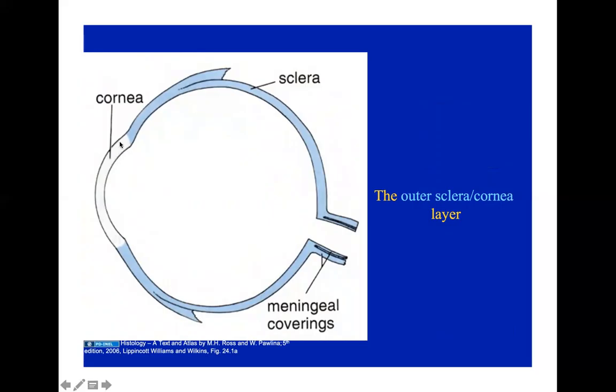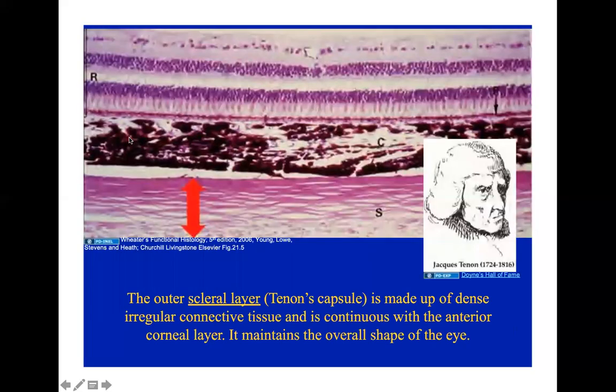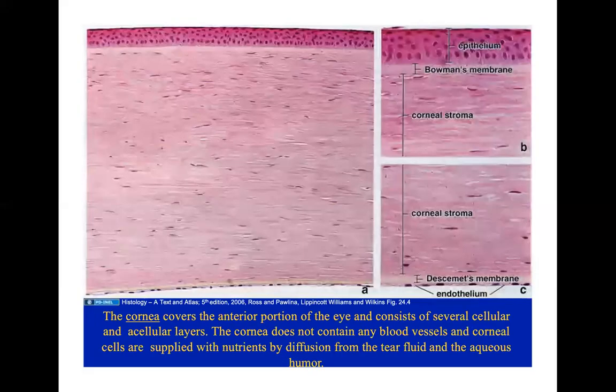Again, this is the outermost. You have the cornea and the sclera. At the junction between the cornea and the sclera you have this limbus. Now, the outer scleral layer, the sclera in its posterior part, is also known as your Tenon's capsule. This outer scleral layer is usually made up of dense, irregular connective tissue, and this one is continuous with the anterior layer of the cornea. Now, this one usually maintains the overall shape of the eyes.